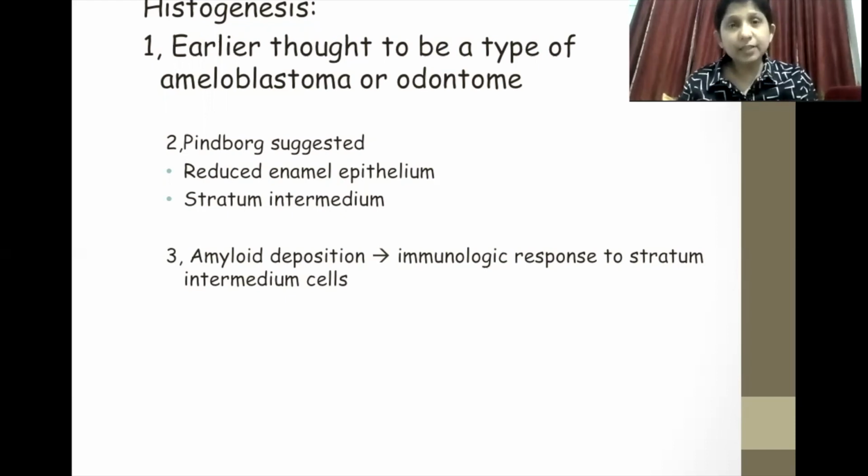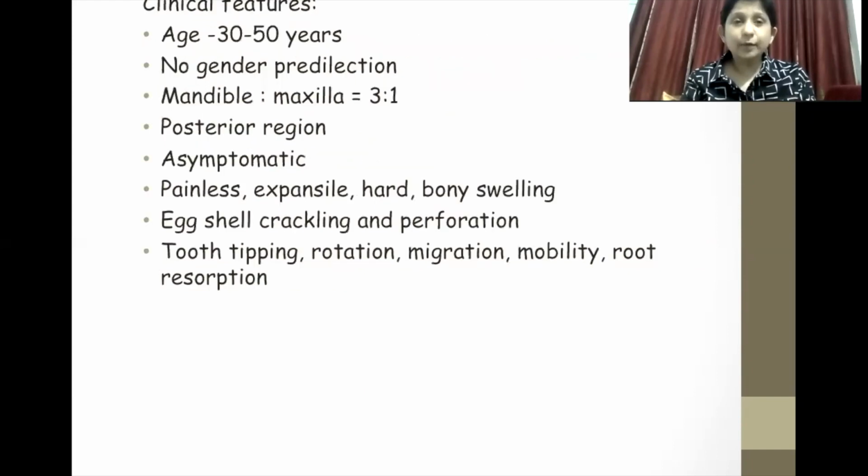Thirdly, there is formation of amyloid deposition. Amyloid, they believe, is an immune response to stratum intermedium cells. So that's about the histogenesis. Now coming to clinical features, it is seen more in the mandible than in the maxilla. Like your ameloblastoma is also seen more in the mandible. Even your SOT is seen more in the mandible.